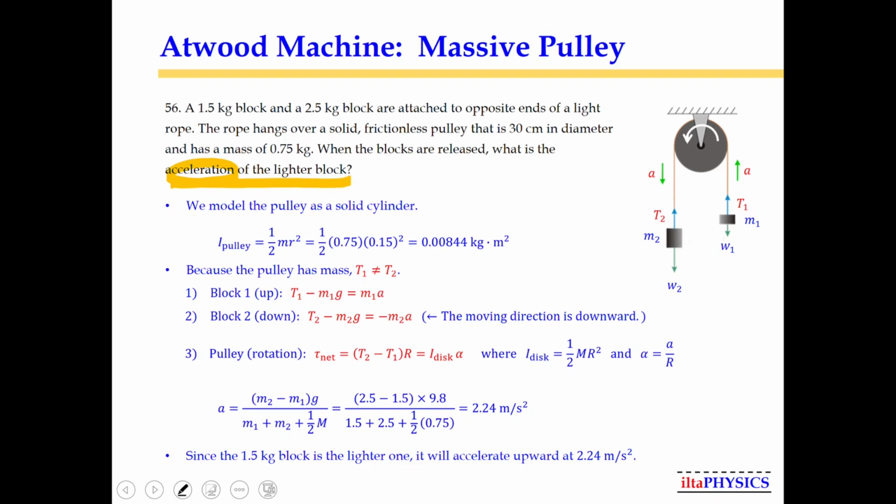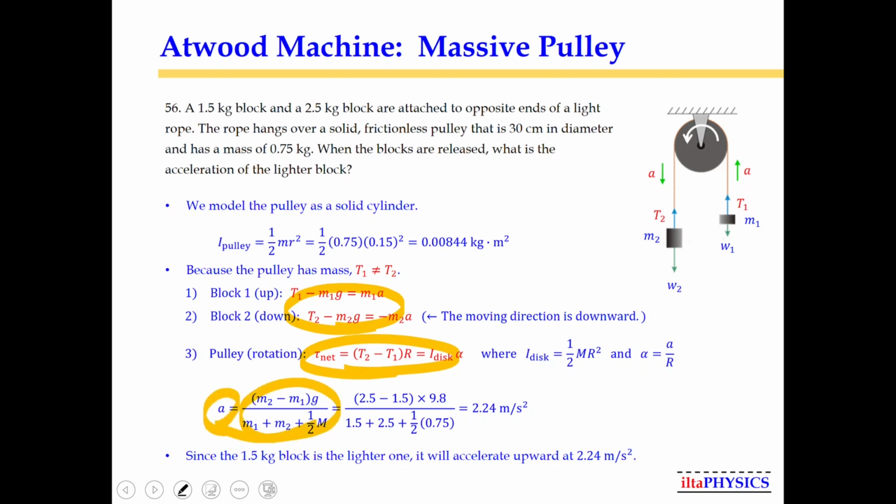First, for a pulley with mass, the rotational inertia based on the disk model is 0.00844 kilograms meter squared. Now, as we summarized before, if we set up the equations of motion for each block and include the torque for the pulley's rotation, the acceleration of the objects is organized as follows.